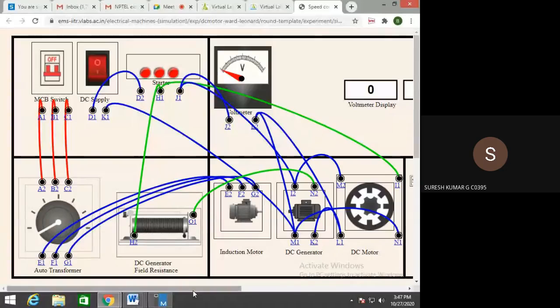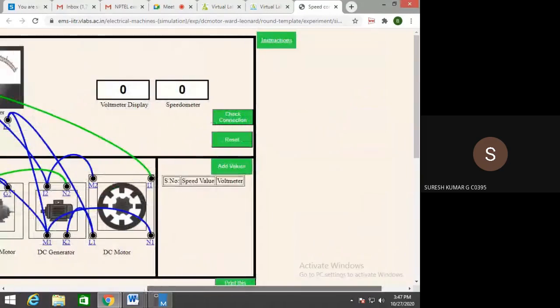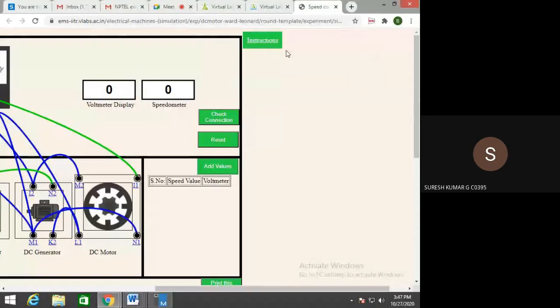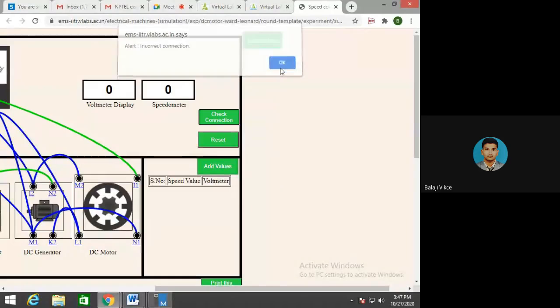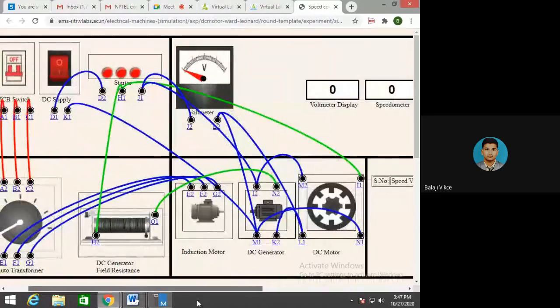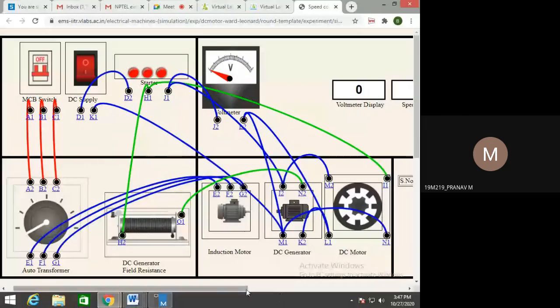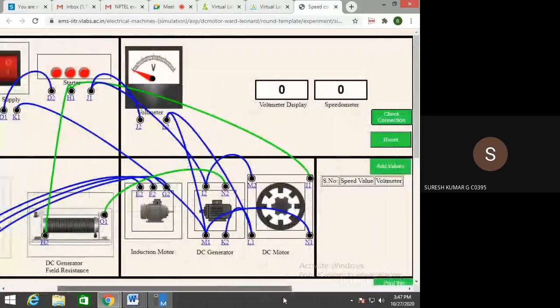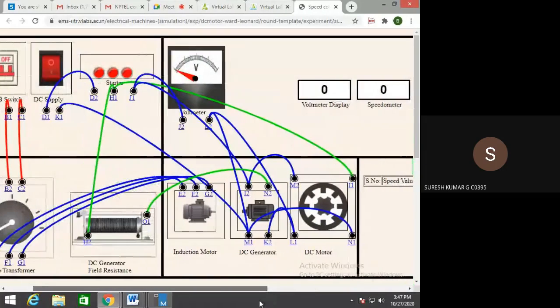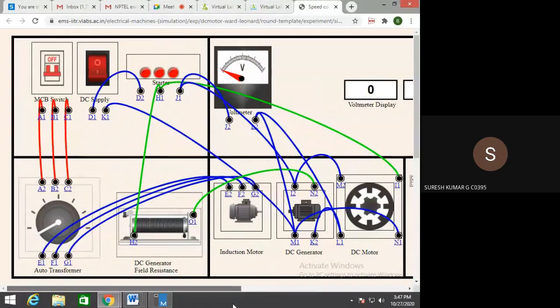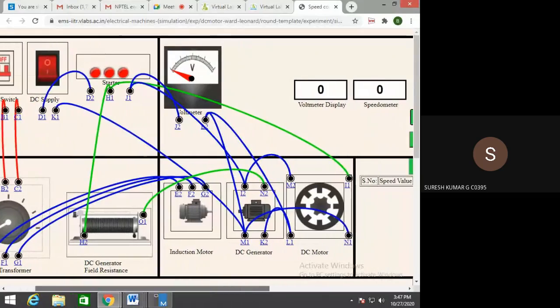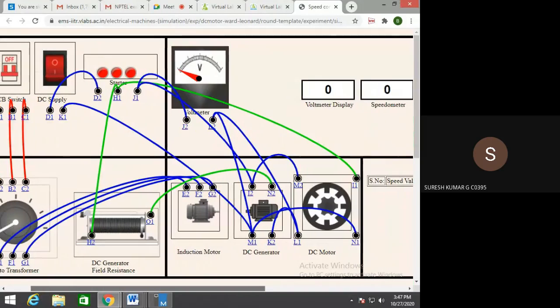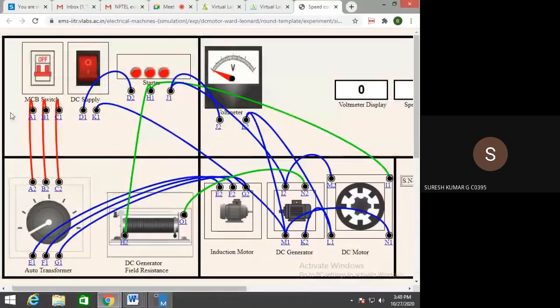Anyone getting the answer? Correct connection? Yes, sir, I am getting it. What is it? Did you check what mistake there is? Is there any mistake? The circuit diagram. First step is correct, I think so.